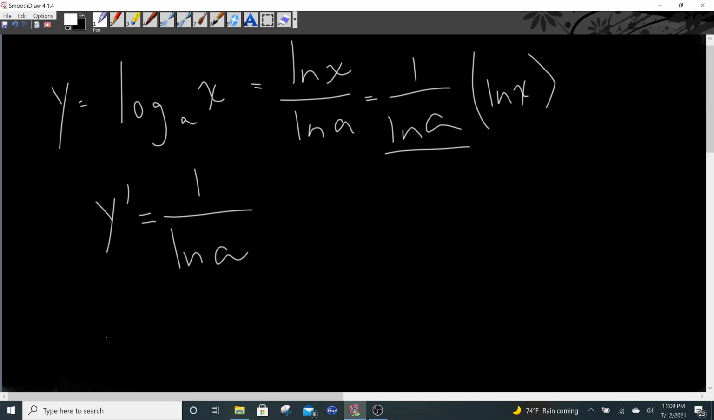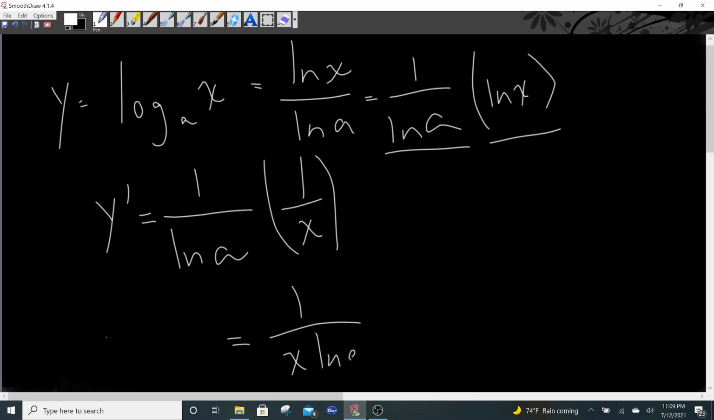And ln x, we spent a long time talking about that. That derivative is 1 over x. And, yeah, that's pretty much it. This is just going to be 1 over x ln a. Yeah. Did I do something wrong? Wait, let me check.